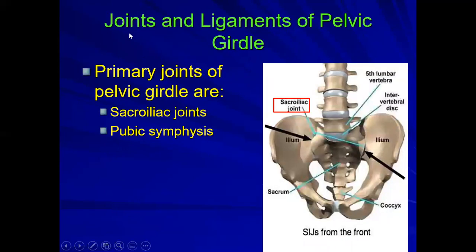And now we're going to discuss the joints and ligaments of the pelvic girdle. The primary joints of the pelvic girdle are the sacroiliac joint, the joint between the sacrum and the ilium, and then we have the pubic symphysis. So these are the primary joints of the pelvic girdle.